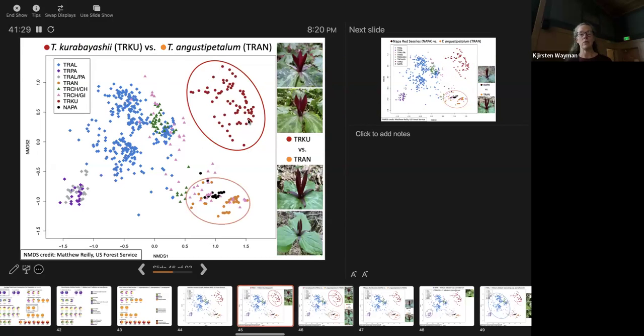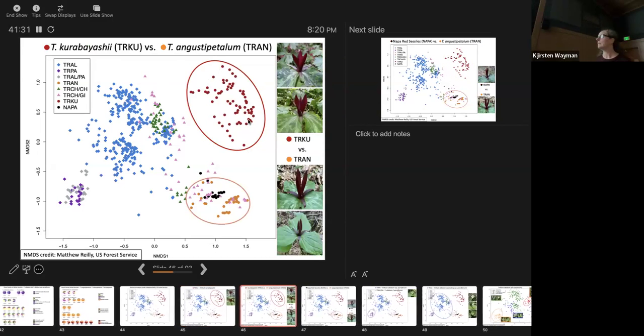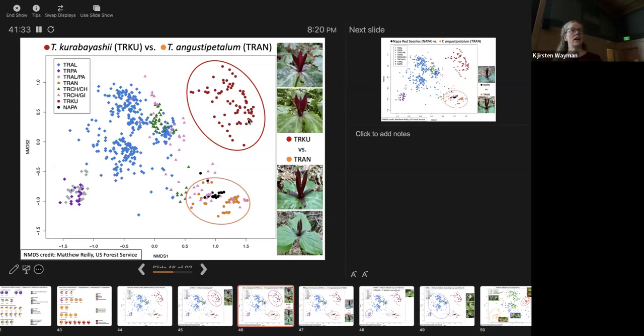And remember, once again, one of those questions was, how does Trillium kirbyashii compare to angustipetalum? Are they different species or are they the same species? Based on floral scent, I think we could argue that these are distinct species. They occupy very different spaces in this plot, and they're also clustered together uniquely.